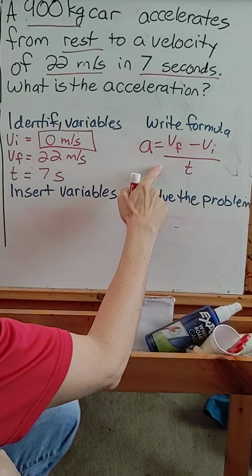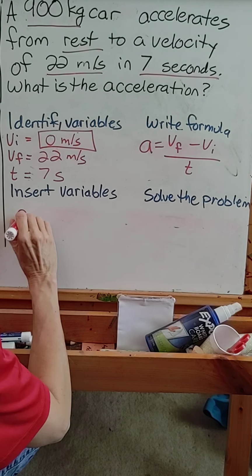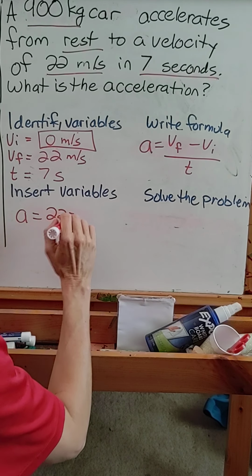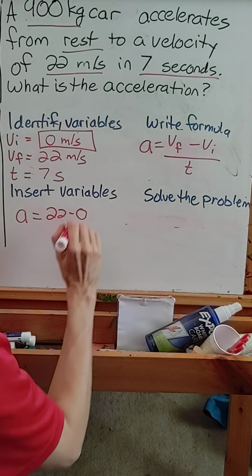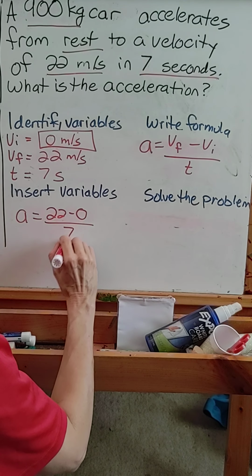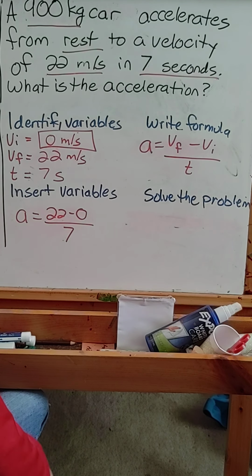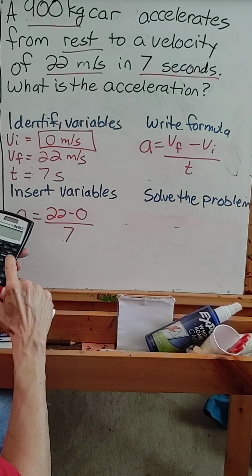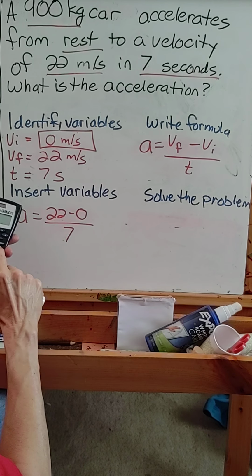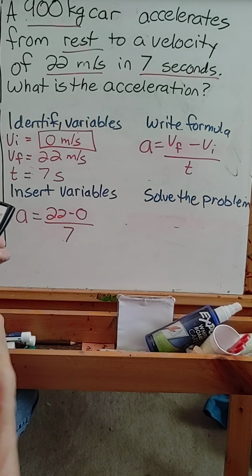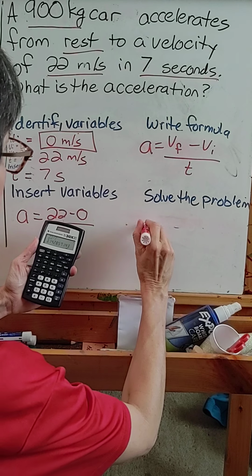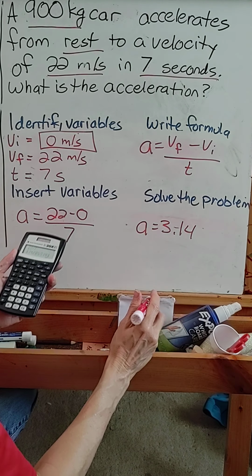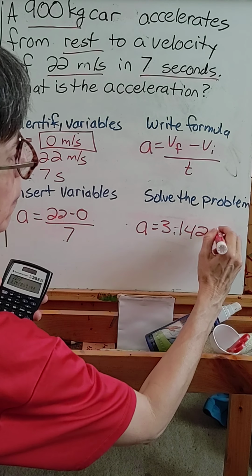Let's take these variables and insert them into the formula. Acceleration equals final velocity, 22 meters per second, minus initial velocity, 0 meters per second. And we're going to divide that by 7. So now you're going to take your calculator. 22 minus 0, that's pretty easy. That's 22. So we have 22 divided by 7 equals, and our answer is 3.1428. It keeps going, it keeps going, it keeps going.